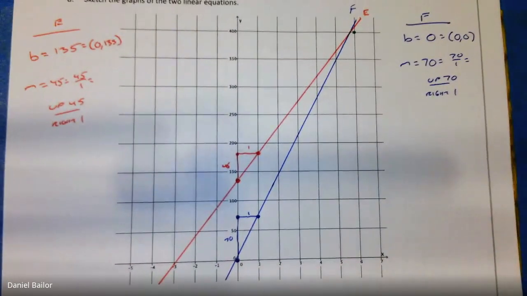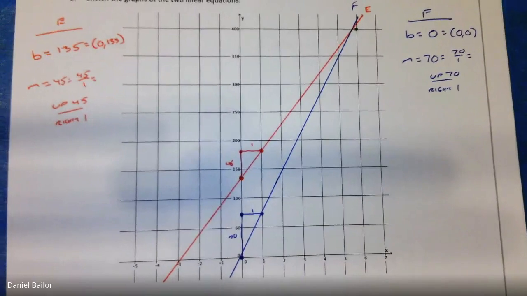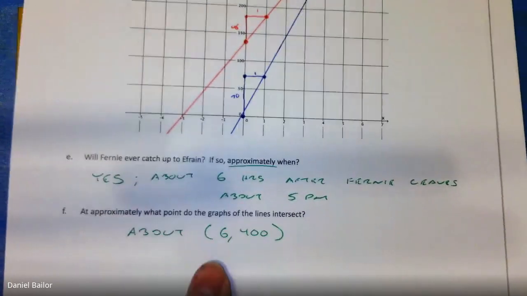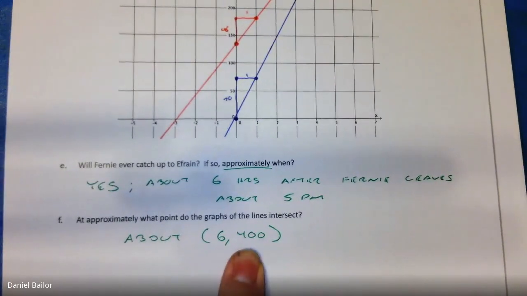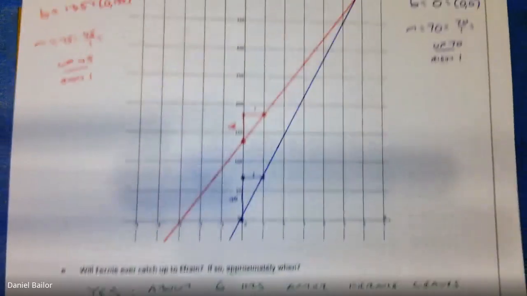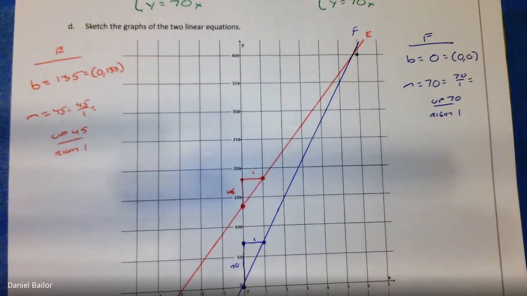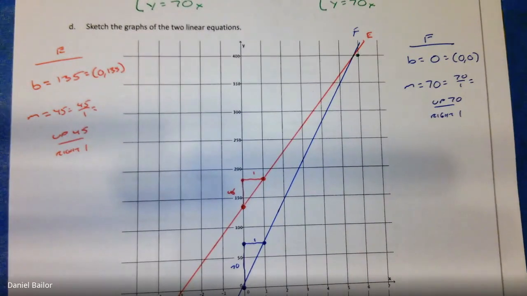So I'm going to say Fernie catches up after he drives for 6 hours. If he drives for 6 hours, he should catch Efren because he drives faster, and he makes up Efren's head start. So about 6 hours or 400 miles. I'm approximating, because I did graph and I did do math.